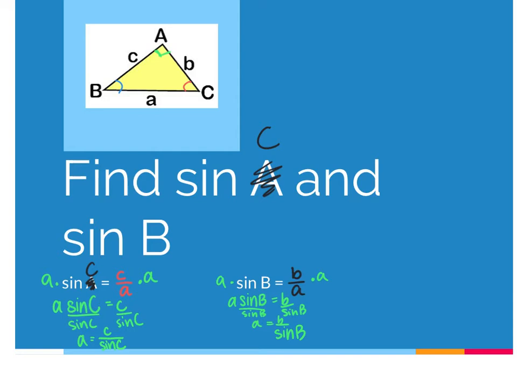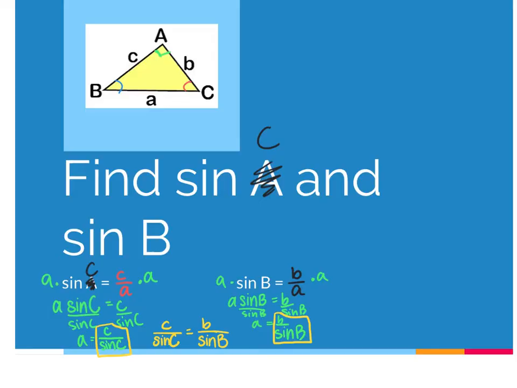All right, now we're going to stop and think and kind of look at what we have so far. So notice that we found that a was equal to c, little c, over sine of angle c. A was also equal to b over sine of angle b. So by the transitive property, we could say that c, little c that is, over sine of angle c is equal to little b over sine of angle b. This right here just proves the law of sines.